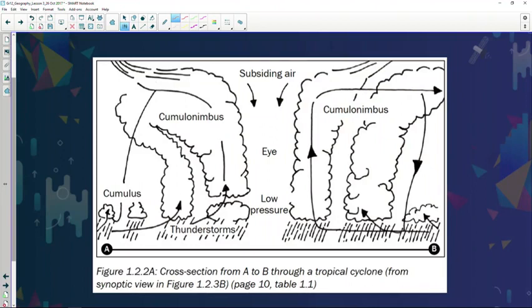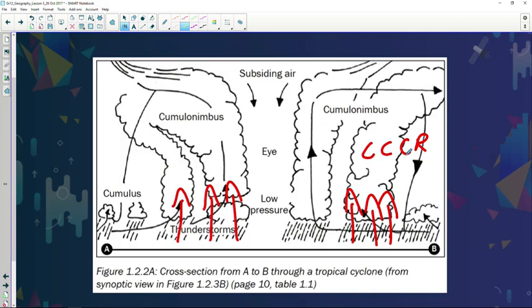Now, if you look at the mature stage of a tropical cyclone, this is a cross-section through a tropical cyclone. We've already established that what's very important is rising air, as you can see over there. Why do we experience rising air? Because of the warm ocean temperatures and the high humidity. So what happens if it's rising air? It cools and condenses into clouds. As you can see, we get this massive cumulonimbus cloud formation taking place.